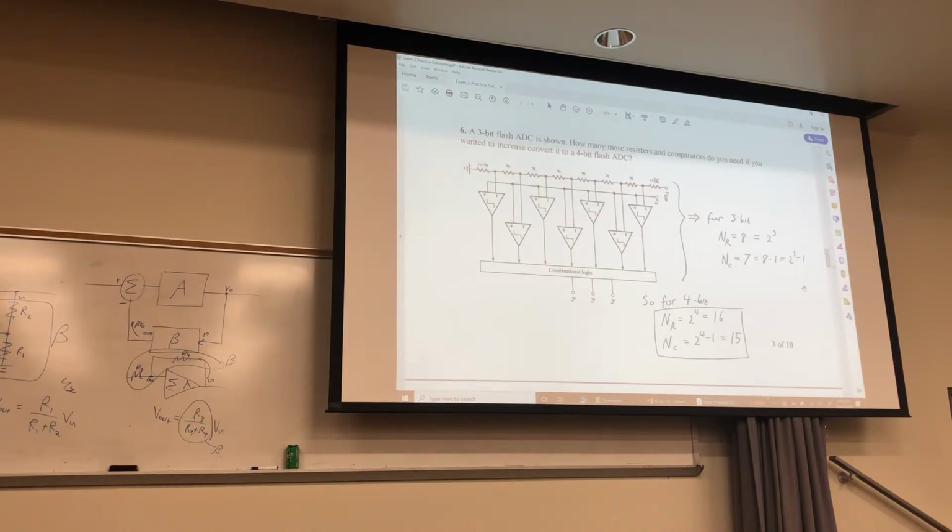And so for 4-bit, if that's the right formula, then you just plug in 4 instead of 3. And you could do the same thing with higher bits or lower bits.